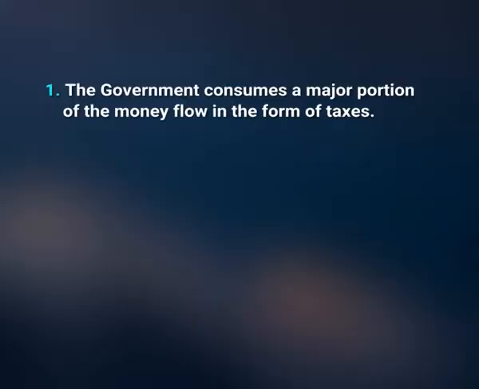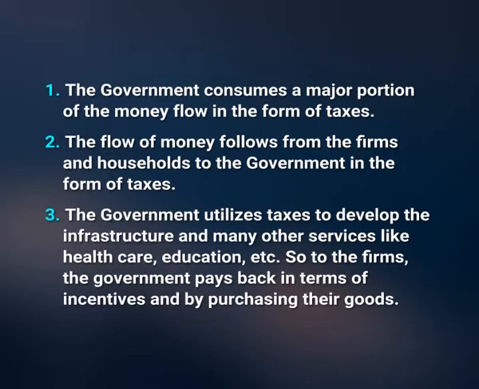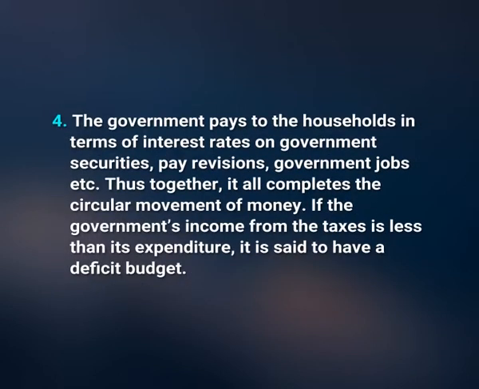The government plays an important role in a three-sector economy. The government consumes a major portion of the money flow in the form of taxes. The flow of money follows from the firms and households to the government in the form of taxes. Next, the government utilizes taxes to develop the infrastructure and many other services like healthcare, education, etc. So, to the firms, the government pays back in terms of incentives and by purchasing their goods. The government pays to the households in terms of interest rates on government securities, pay revisions, government jobs, etc. Thus, together, it all completes the circular movement of money.